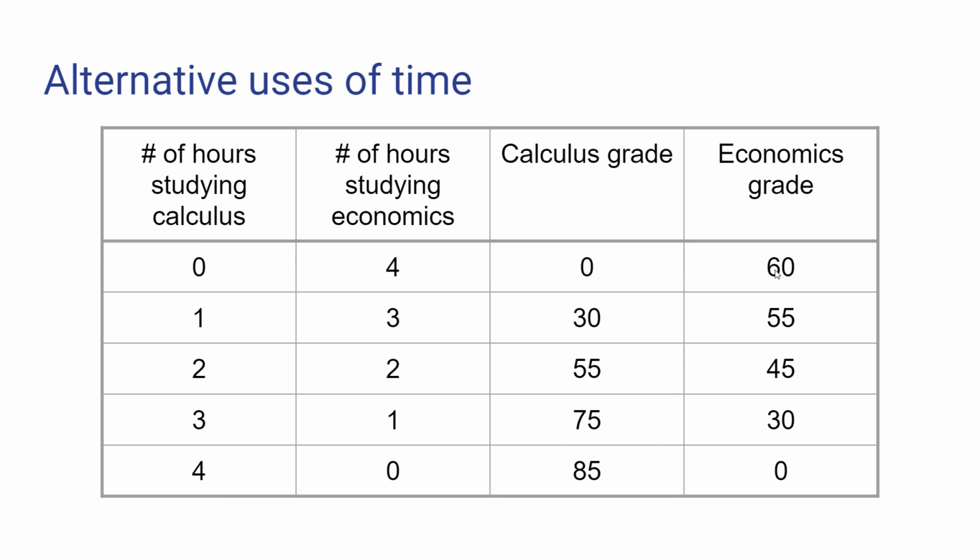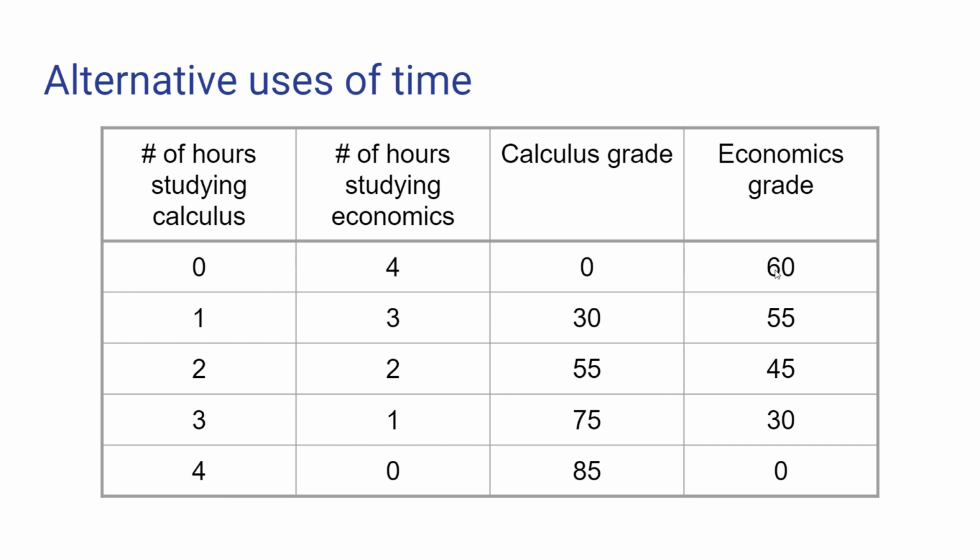Similarly, if you spend a second hour studying calculus, and give up 2 total hours studying economics, so you're spending 2 hours on each, your calculus score will go up to 55, your economics score will fall to 45, and so on as we move down the table.